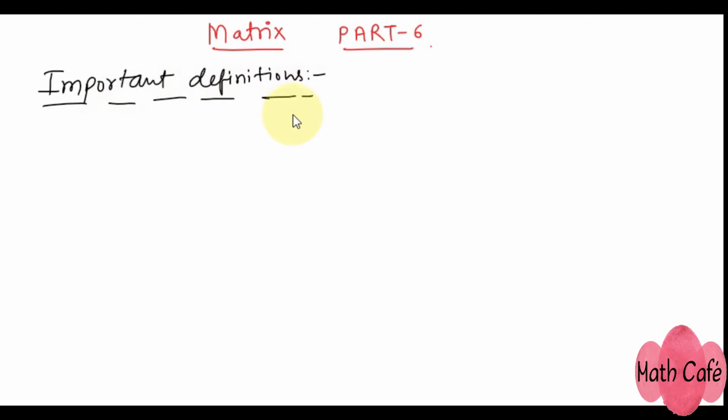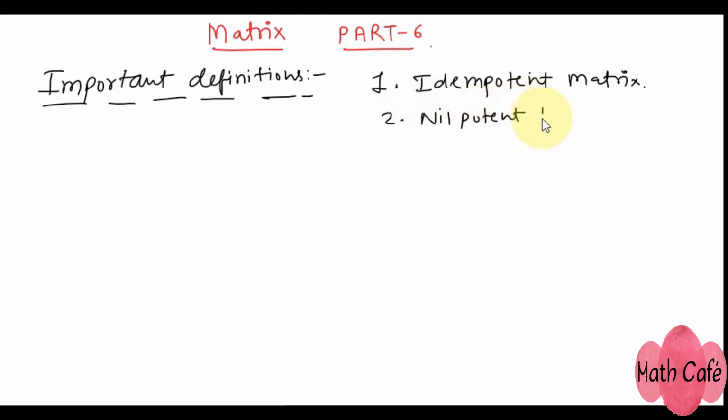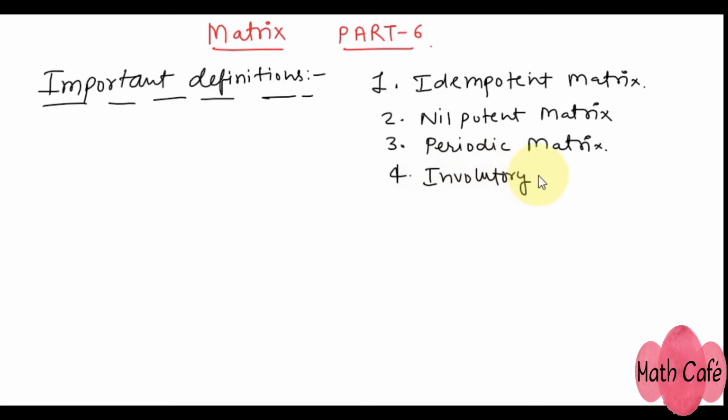Alright, so we will be seeing some definitions like idempotent matrix, second one is nilpotent matrix, third one will be periodic matrix, and fourth one will be involutory matrix. Let's proceed one by one.